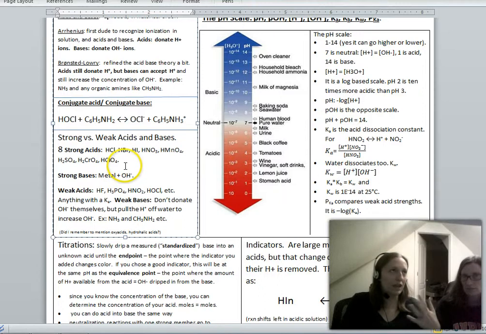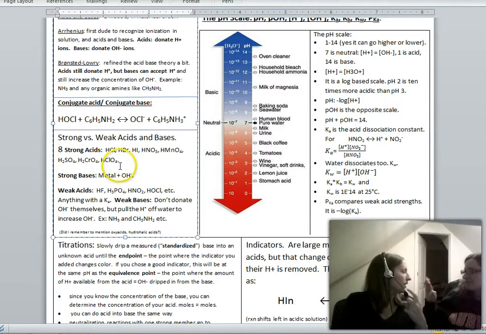And if you remember the naming system that we learned about acids last year, I don't know if I do remember. Well, you should. You should go and look it up in your notes from last year.